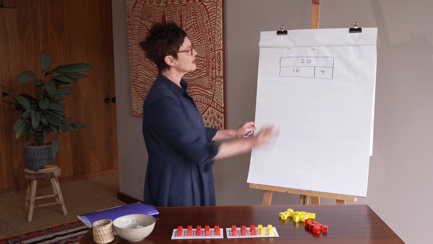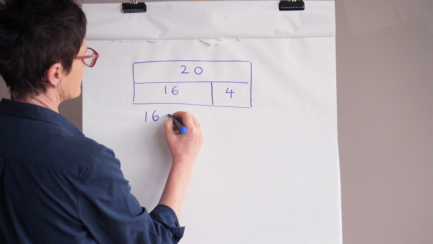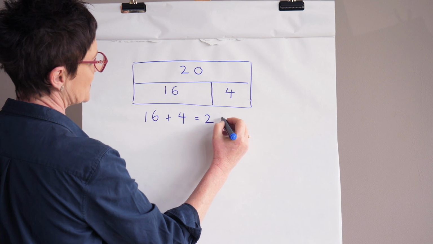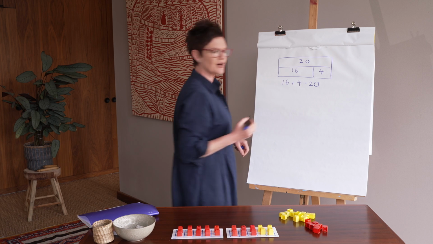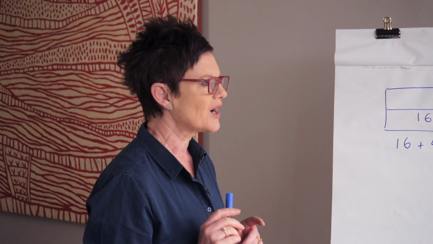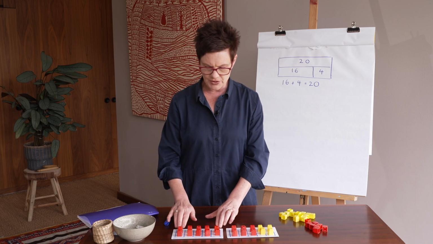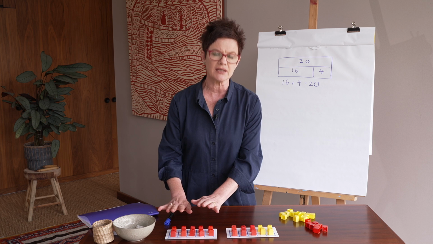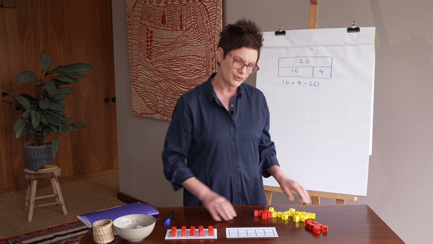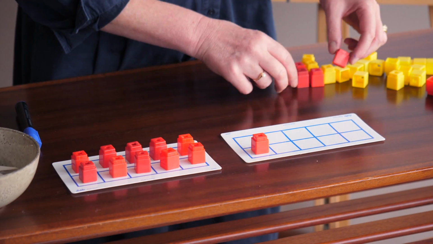I've made it, I've drawn it, and now I'm going to write it. I know that 16 and 4 equals or is the same as 20. Okay, that's our first job done. Okay, now let's see if that works again. I'm going to leave my group of 10 here, and I'm going to make a new number. And my new number is 13.